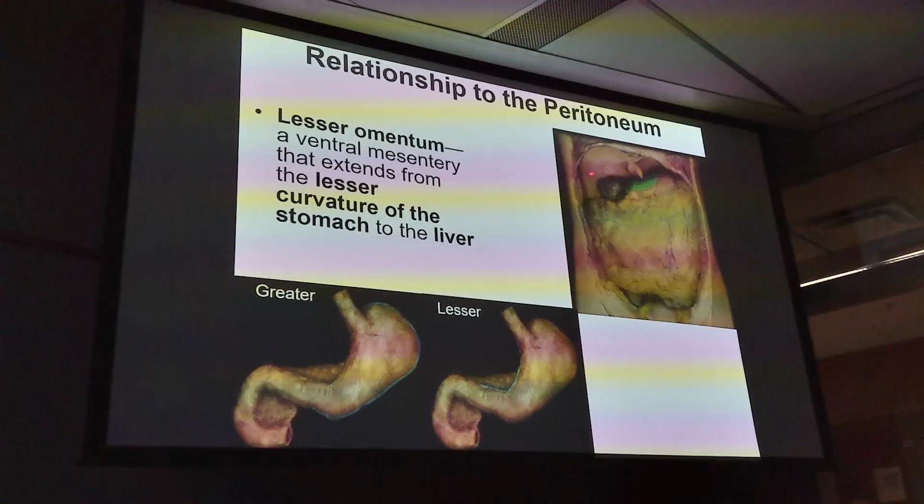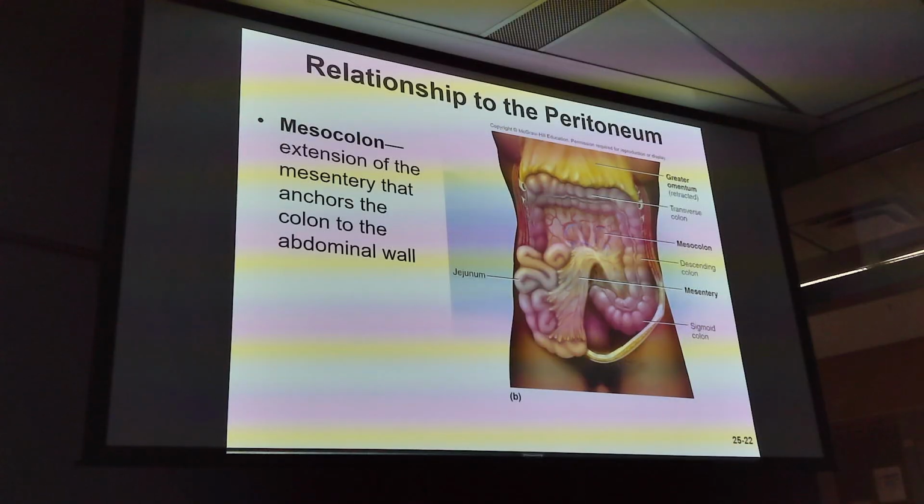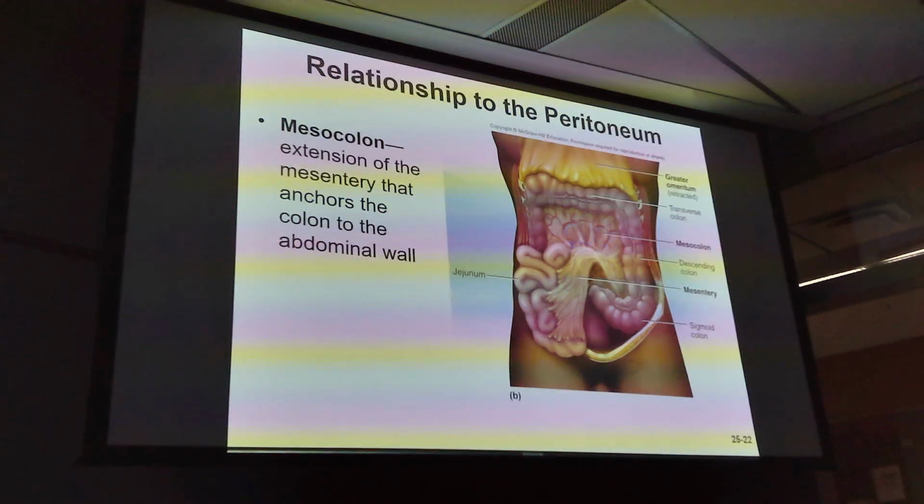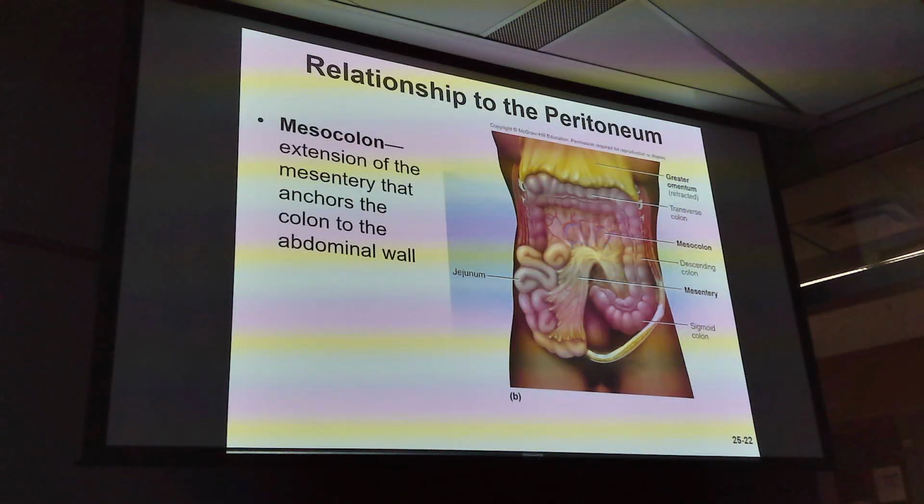You've got the gallbladder, you've got the liver up here. Again, you've got the mesentery here and the mesentery here. Some people will call them, I just call them the mesenteries of the large colon, but the mesocolon is basically the name of that.